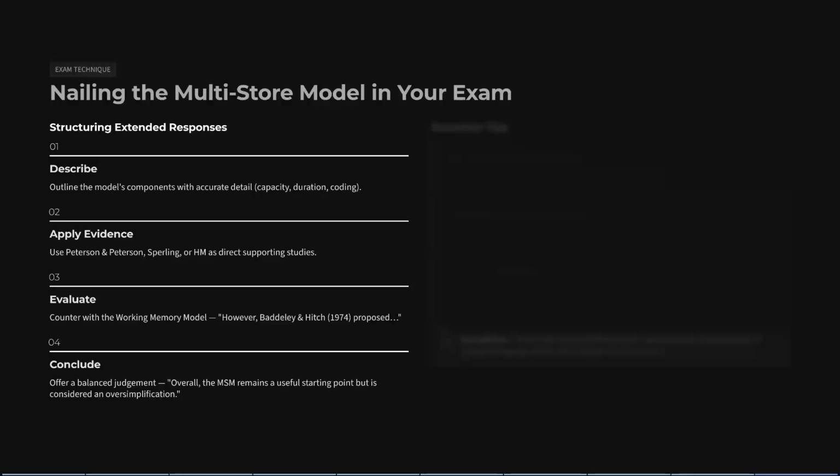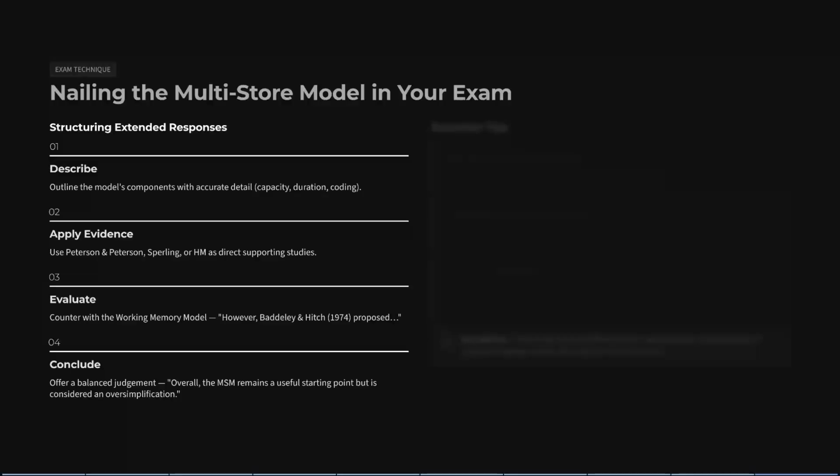Number 3, evaluate. And this is where you introduce the working memory model as a counter-argument. A phrase like, "However, Baddeley and Hitch proposed that STM is not a single store but a multi-component system" immediately signals to the examiner that you understand the debate in the field. Use HM's procedural memory as evidence that LTM is not unitary. Use flashbulb memories to challenge the rehearsal mechanism.